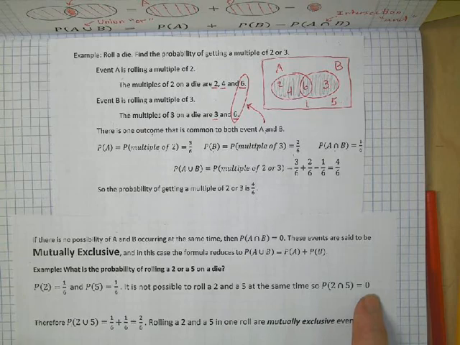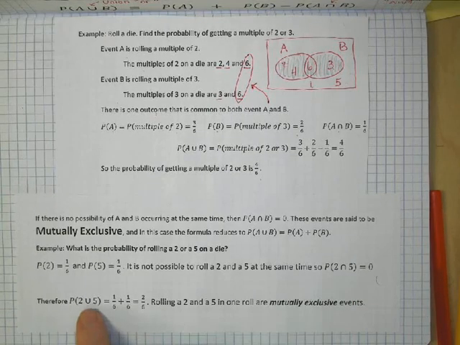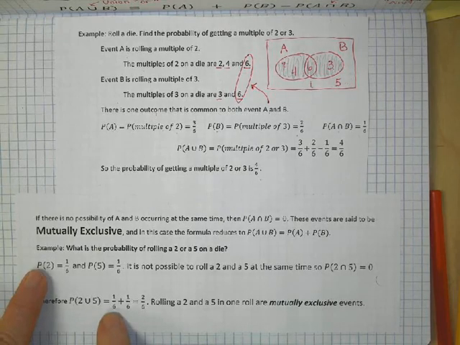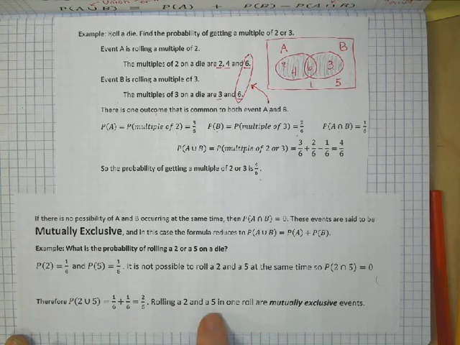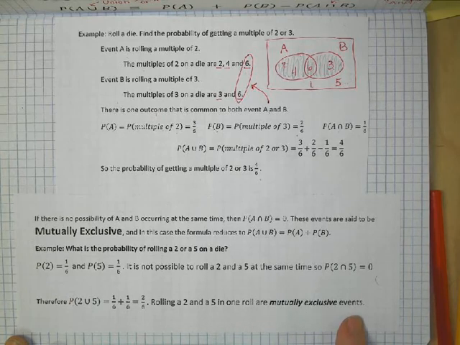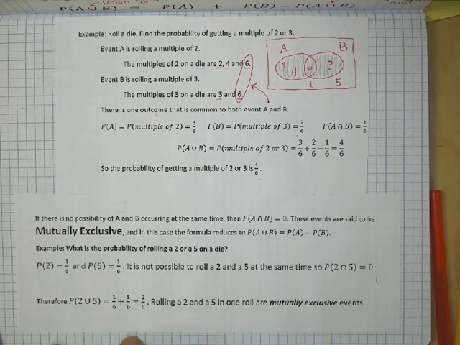So therefore, the probability of the union of rolling a 2 or a 5 is the probability of the 2 plus the probability of rolling the 5, which gives us 2 out of 6. So rolling a 2 and a 5 in one roll are mutually exclusive events. They cannot happen together. In that case, it's a very simple calculation. You just add the two separate probabilities together. You don't have to worry about overlap.